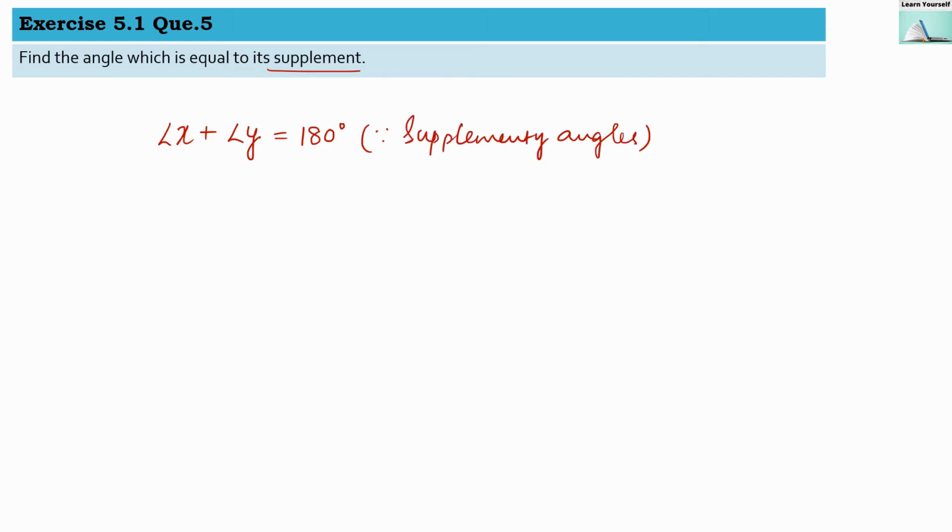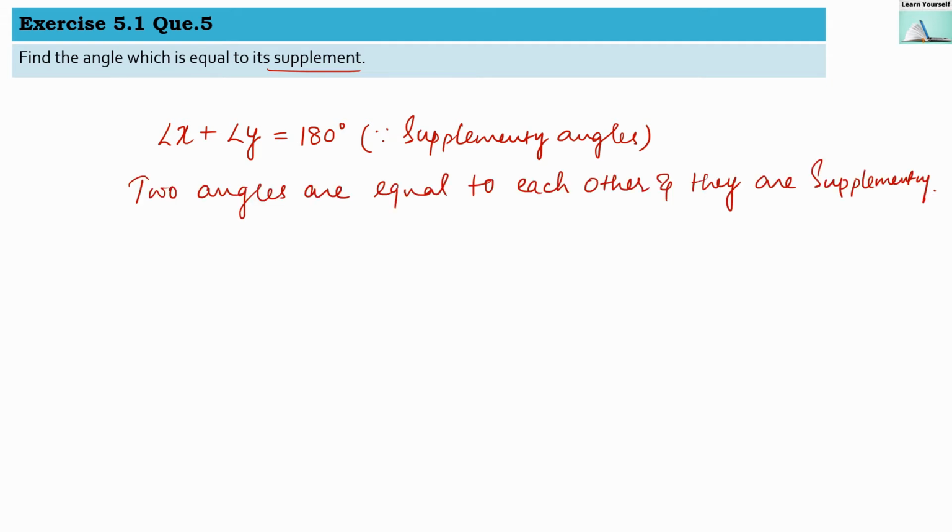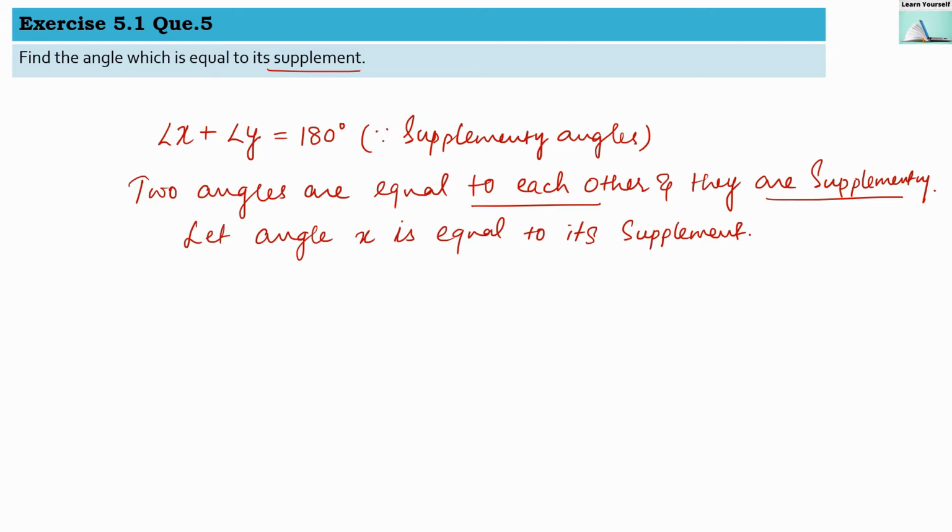Now, an angle which is equal to its supplement means two angles are equal to each other and they are supplementary. So let us assume our angle X is equal to its supplement. Let us take two different angles, X plus Y equals 180 degrees. Here angle X is equal to its supplement, that means both of these angles are equal to each other. So I can write X in place of Y. So X plus X equals 180 degrees, as both of these angles are equal.